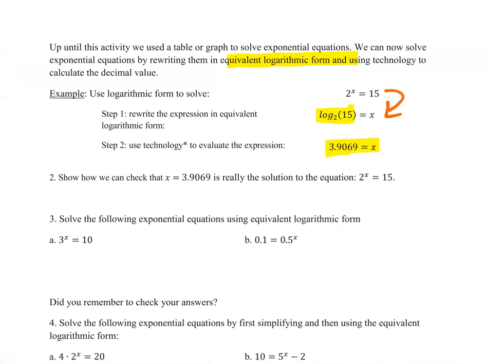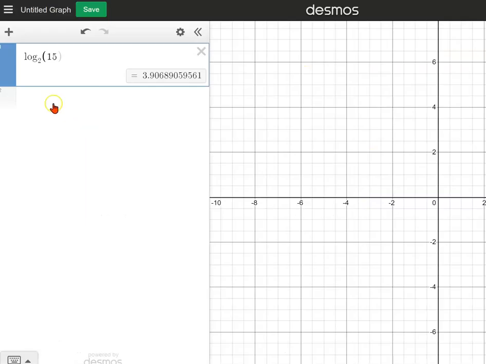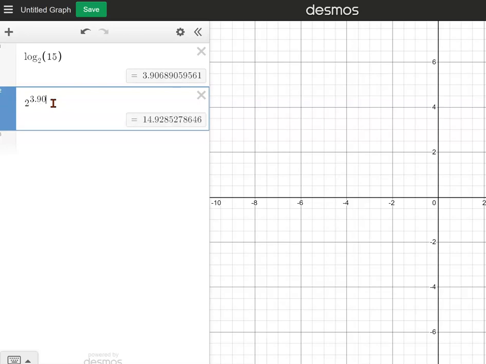To show how we can check that x is equal to 3.9069 is really the solution to the equation 2 to the power of x is equal to 15, substitute the value of x: is 2 raised to 3.9069 equal to 15? Let's use Desmos again. So 2 raised to 3.9069 is equal to 15. So meaning that is correct.